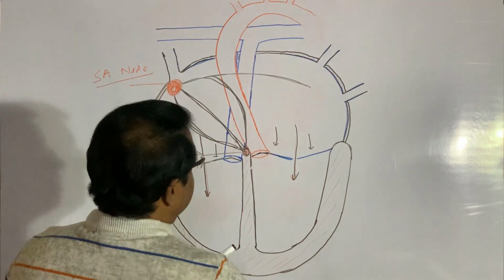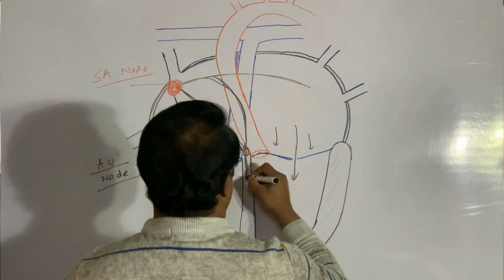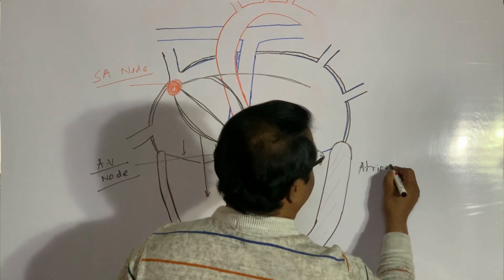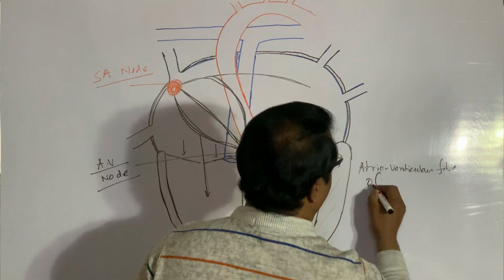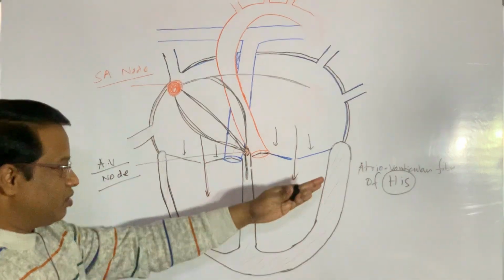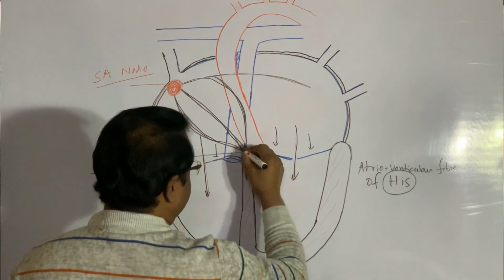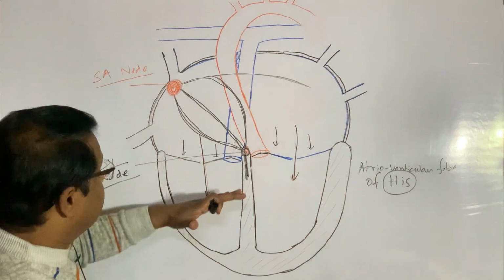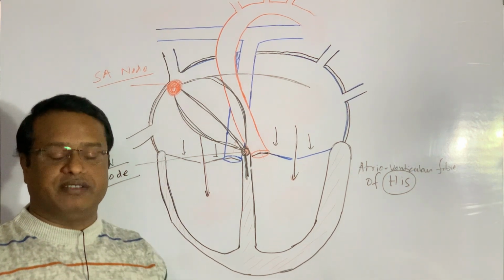This connection is made by a thick fiber called the atrioventricular fiber of His. The person who discovered the fiber was named His, that's why it is called His fiber. From the collecting node or AV node, electricity passes through this atrioventricular bundle. This bundle is also a modified cardiac tissue, not a nerve cell or nerve fiber.